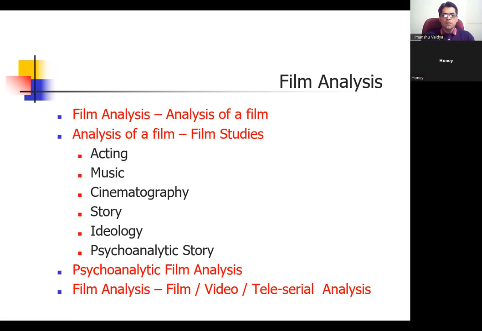It tries to find the hidden psychoanalytic story, the unconscious psychoanalytic story, which is hidden below the story that we are seeing on the screen. What you see on the screen is like a manifest dream, and from there, like a free association, we have to find out what is the psychoanalytic unconscious story. And this exercise is psychoanalytic film analysis. And by film, of course, we include film, video, teleserial, even plays. So this is broadly what film analysis and psychoanalytic film analysis is.